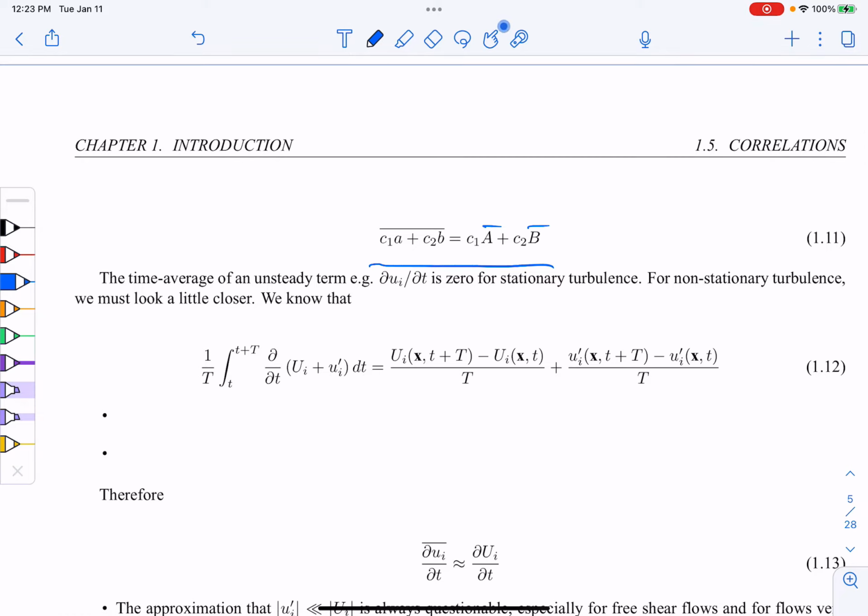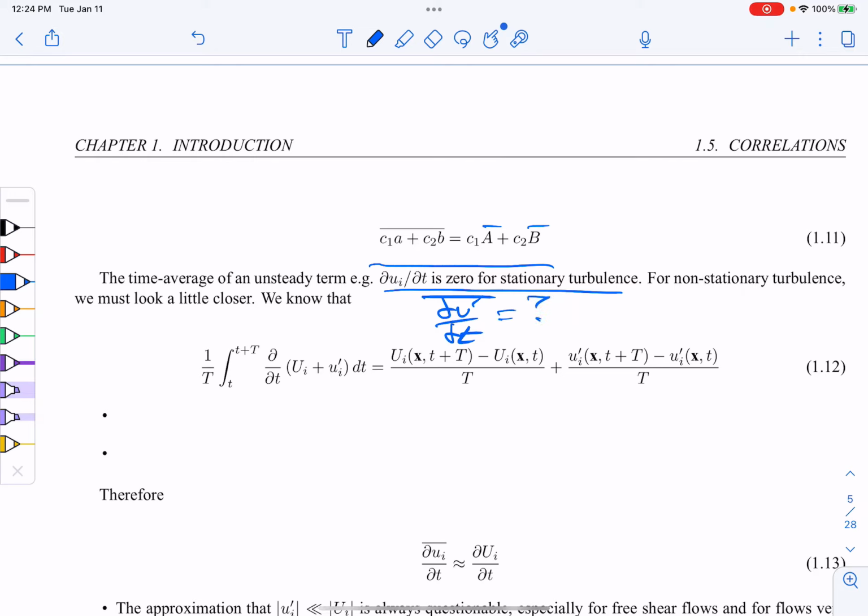So, for time averages of unsteady terms, partial u, partial t will be 0 for stationary turbulence. What does that mean? Of course, the instantaneous partial u, partial t itself will be non-zero. But the average of u will be a constant in stationary flow, and so partial capital U, partial t would be 0 because it's a constant. And if it's a fluctuating quantity, we wouldn't necessarily be able to say it's 0, but if we average it, it would be 0, right? So we would say partial u prime, partial t, average. What would that be?